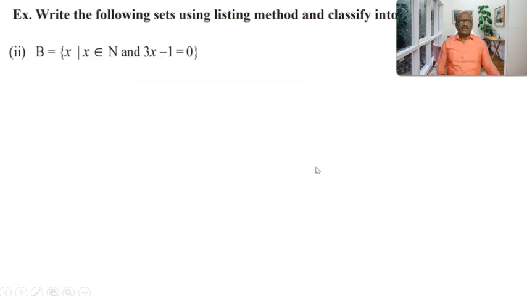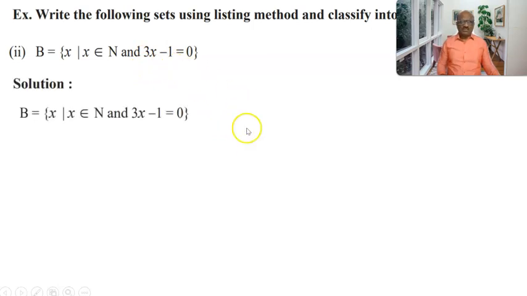Next example: B = {x : x belongs to the set of natural numbers and it must satisfy this equation, 3x - 1 = 0}. हे त्याने satisfy केलं पाहिजे. Okay, now we will solve this example.